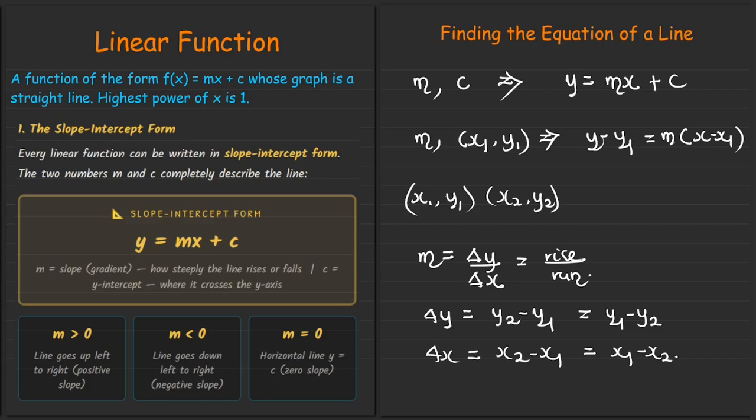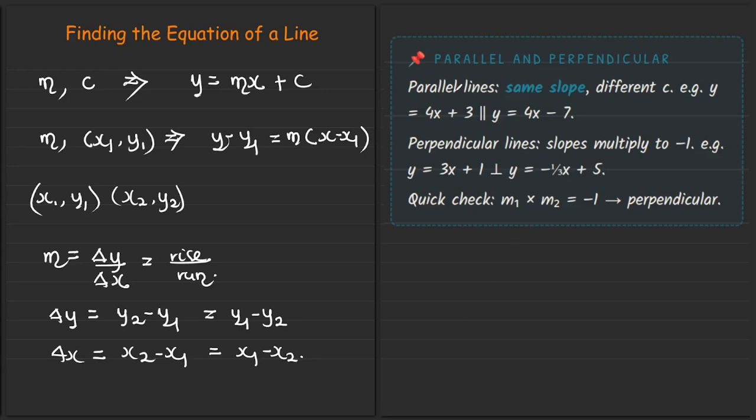Now, before we begin applying these methods of finding the equation of a line, there are some concepts that are necessary to be understood. These are parallel and perpendicular lines. When we say two lines are parallel, we simply mean they have the same slope. As you can see, this one is y equals 4x plus 3, and the other is y equals 4x minus 3. This has a slope of 4, and this also has a slope of 4. We say they are parallel.